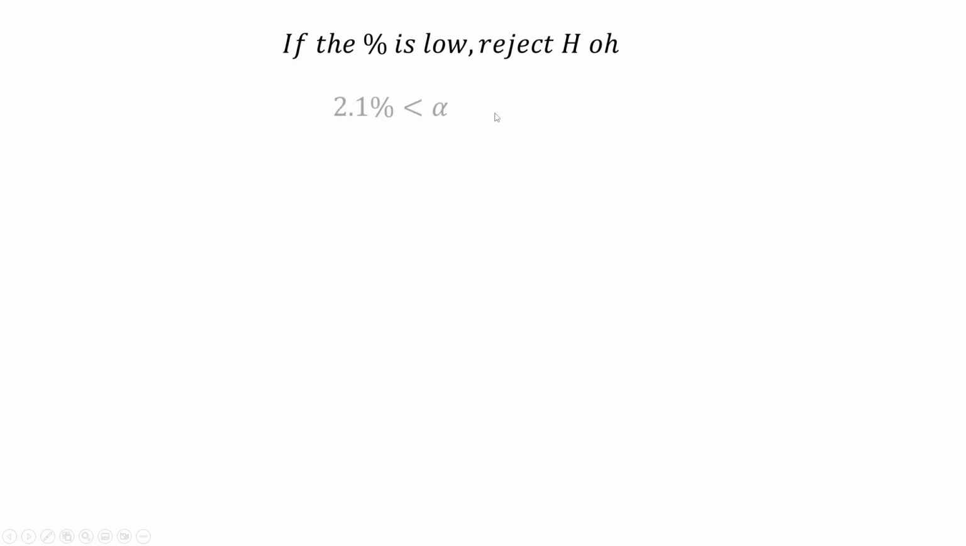Right? So, say significance level of alpha, say 2.1% is low, i.e., lower than alpha, then reject H0. Okay. If it's higher, then you accept H0.